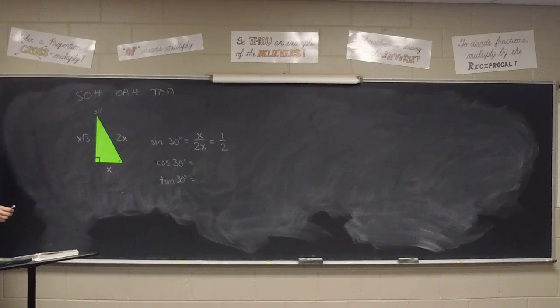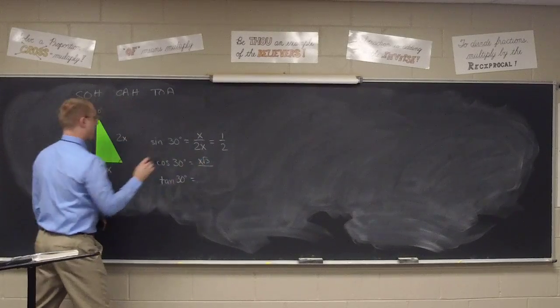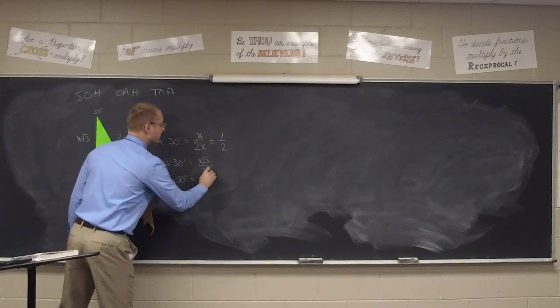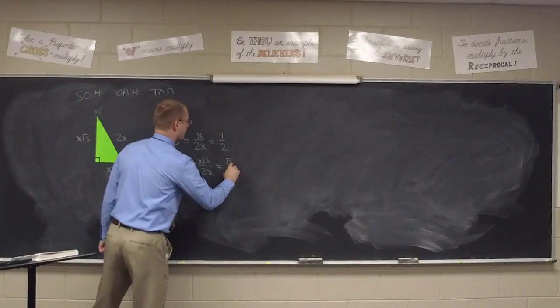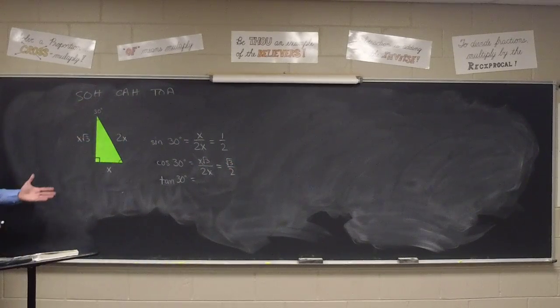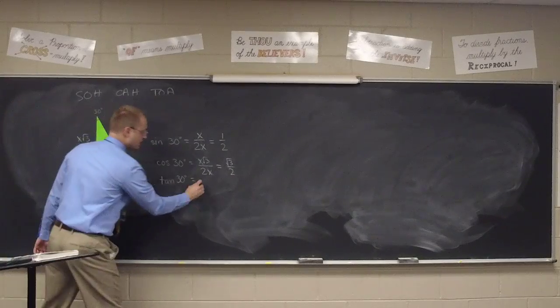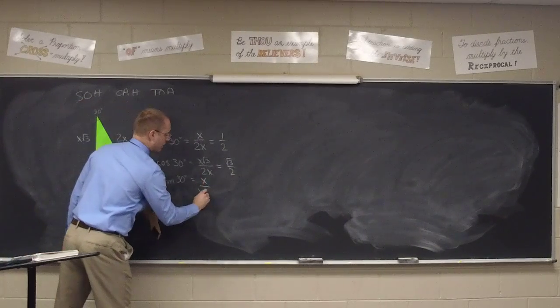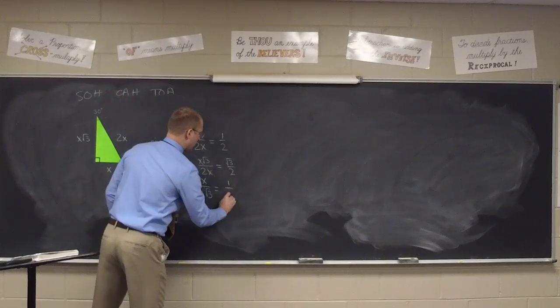For the cosine of 30, cosine's whatever over what, class? Adjacent over hypotenuse. So for the 30, what's the adjacent? x times the square root of 3 over the hypotenuse, which is 2x. Once again, we can cancel those x's to get the square root of 3 over 2. And then the tangent of 30. Tangent's what over what, class? Opposite over adjacent. All right, opposite is x, adjacent is x times the square root of 3. And so the x's cancel, giving me 1 over the square root of 3.